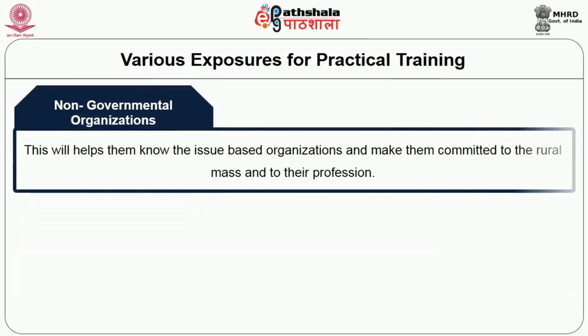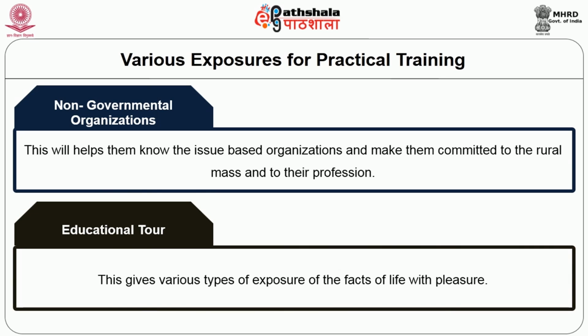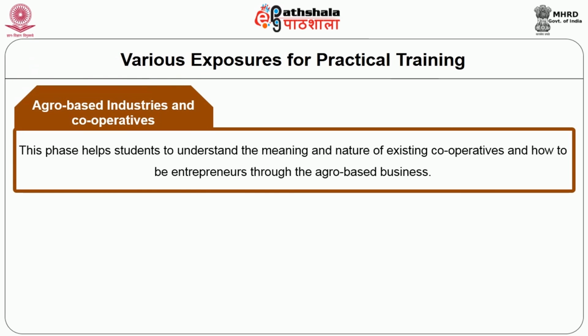Stay with non-governmental organizations. This will help them to know the issues based on the organization and make them committed to the rural masses and to the profession. Educational tour. It gives various types of exposure to the facts of life with pleasure. Stay at agro-based industries and cooperatives. This phase helps students to understand the meaning and nature of existing cooperatives and how to become entrepreneurs through agro-based business.